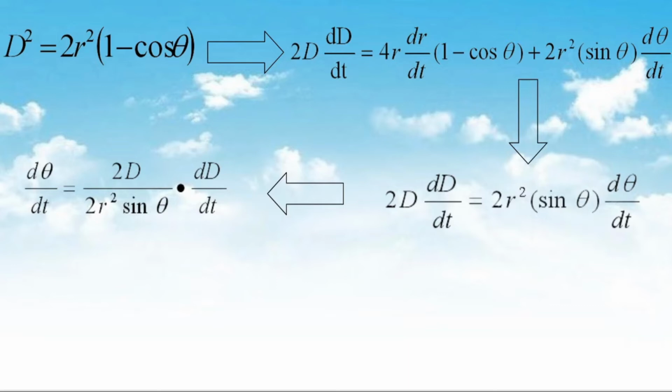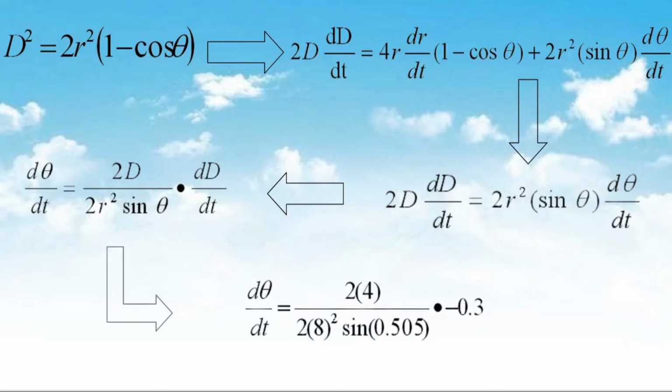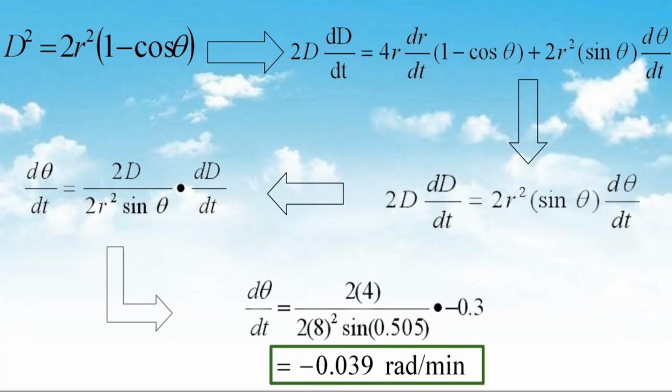Lastly, substitute the variables with every value that we have, which are d equals 4, r equals 8, theta equals 0.505, and change of d with respect to t equals negative 0.3. We will get the final value equals negative 0.039 radian per minute.